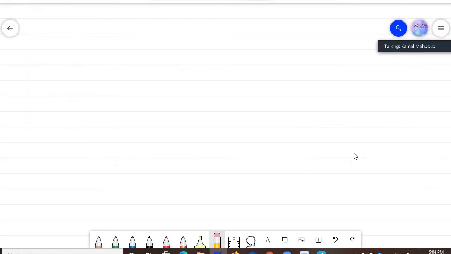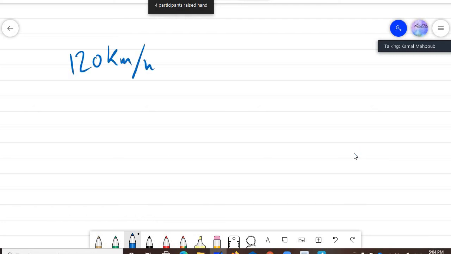Let's complete talking about velocity and speed, and take something new called acceleration, okay? But before that, let me ask you some questions. Suppose that we have a car, and this car can move 120 kilometers per hour. This is the first question I will ask, but let me ask you another question also.